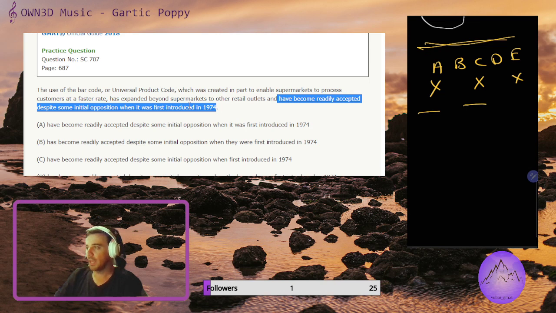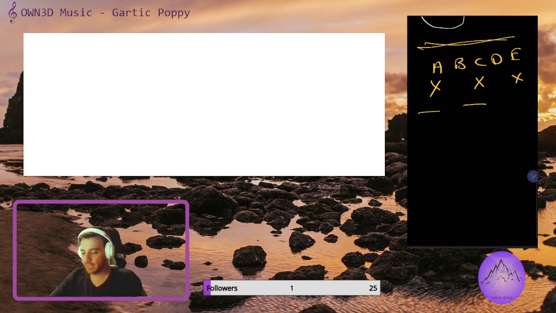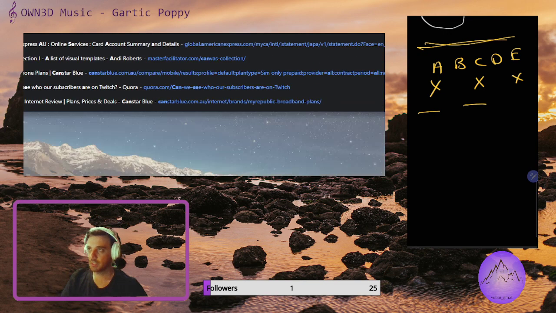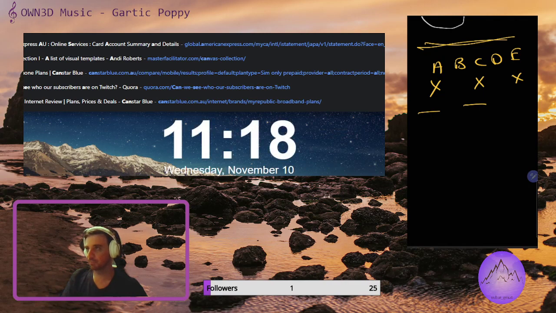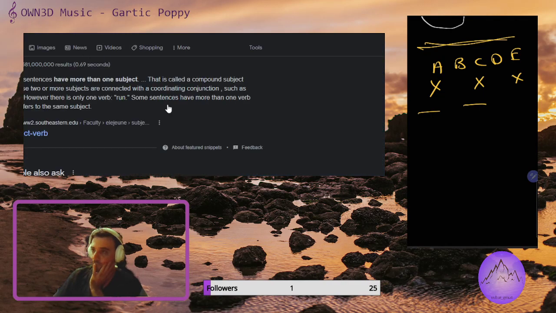And I suppose, I don't know, can a sentence have two subjects? I don't think so, actually. I feel like that's actually a rule. I'm going to look that up very quickly. Can a sentence have two subjects? Some sentences have more than one subject. That is called a compound subject. A coordinating conjunction. I think that was the type of word I was looking for before.